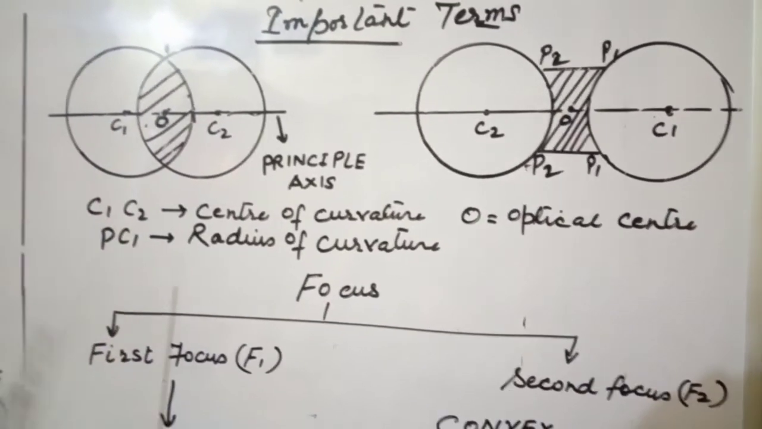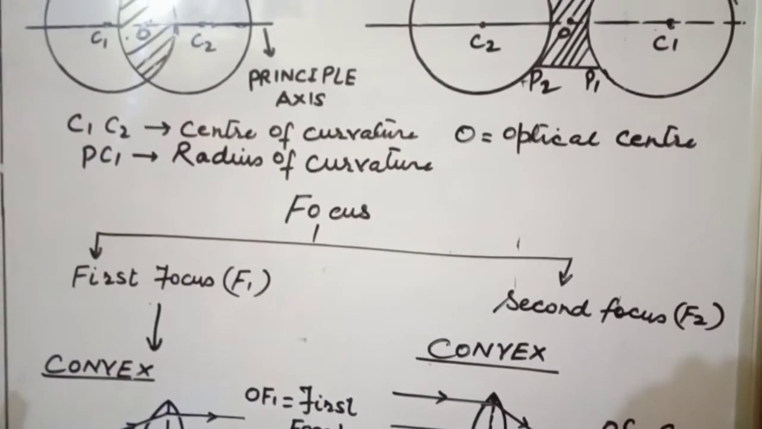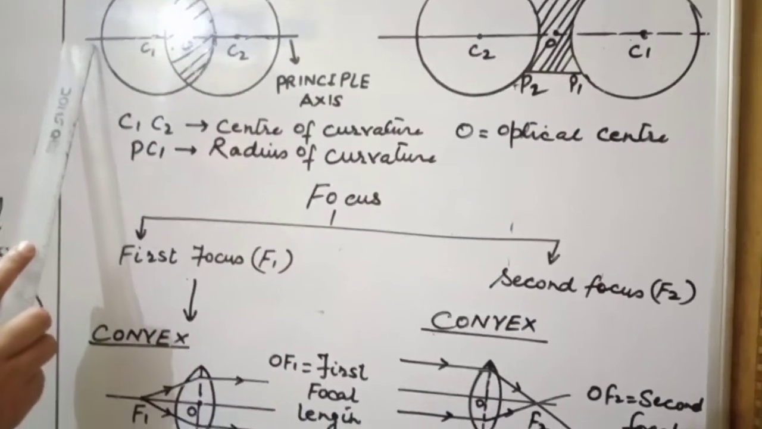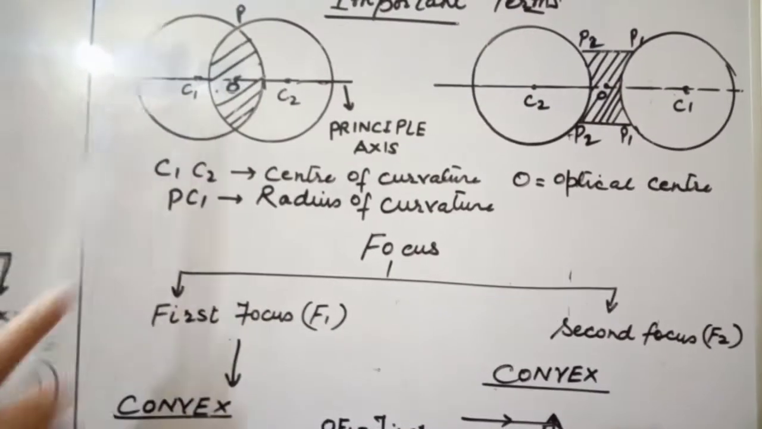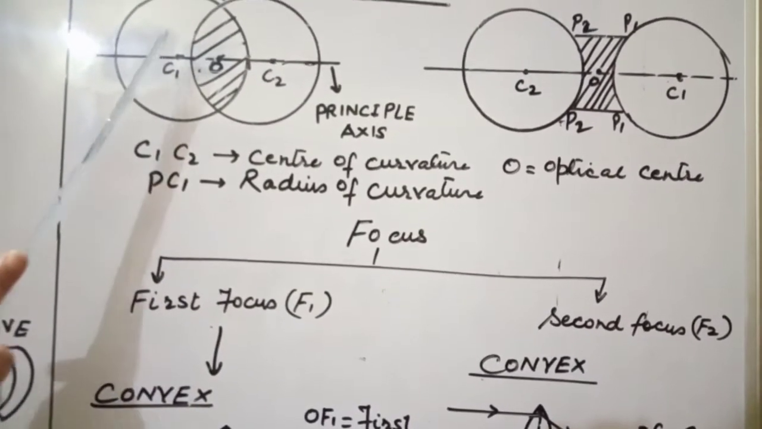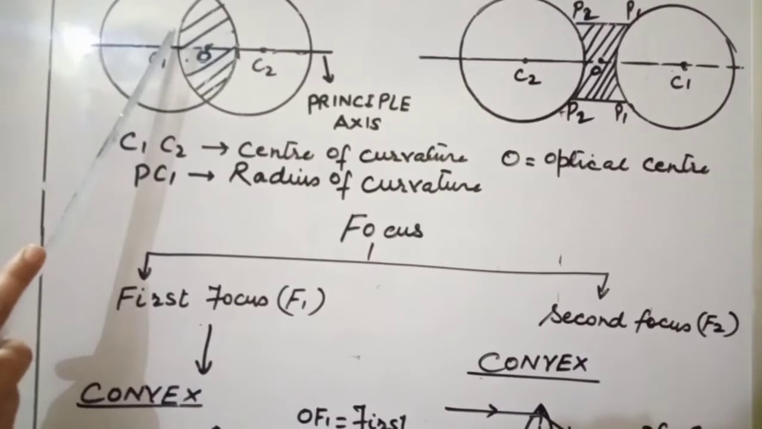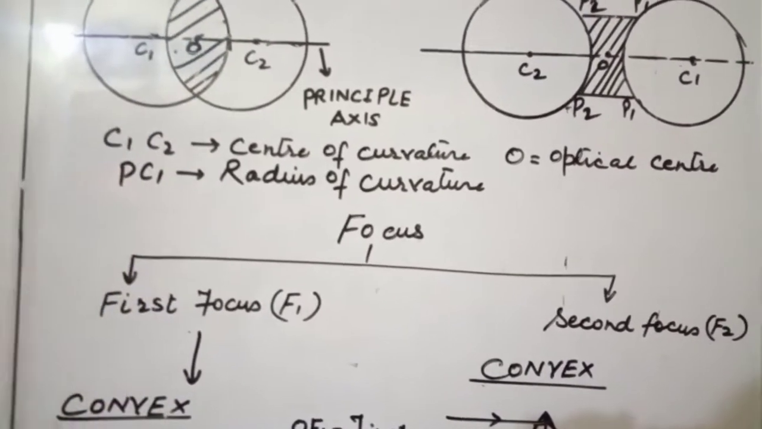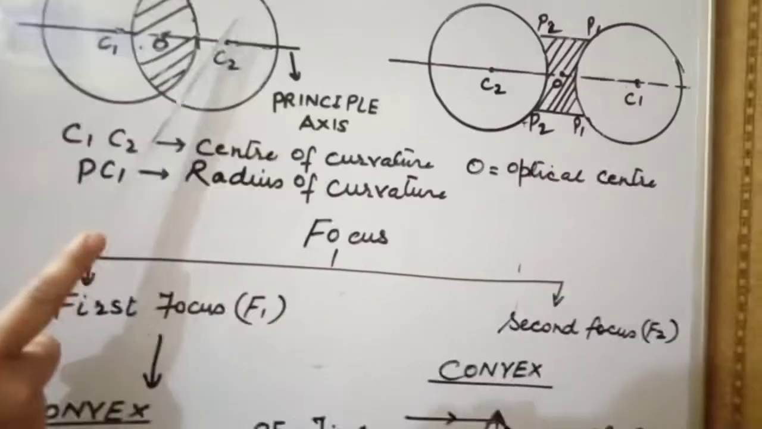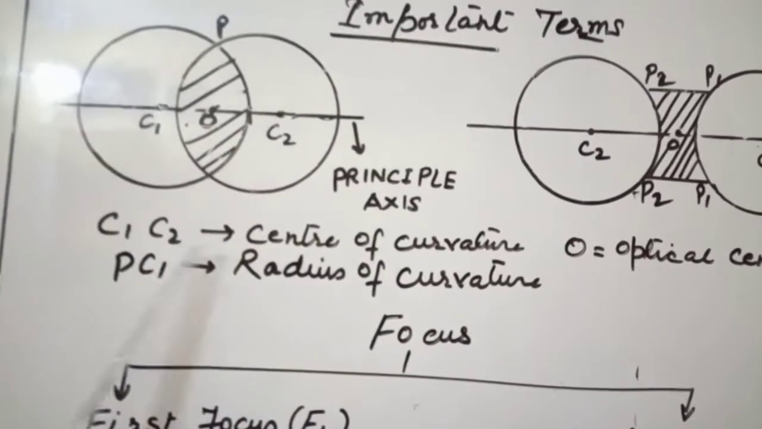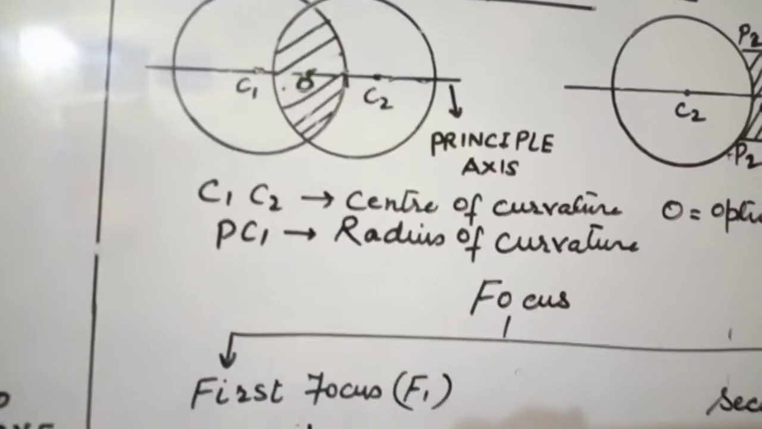On the basis of this I will explain some important terms. First is the principal axis. It is an imaginary line that passes through the center of curvature or the optical center. What is the center of curvature? The center of curvature is the center of the sphere of which the lens is a part. No doubt this sphere has one center, this sphere also has one center. That center is called the center of curvature.